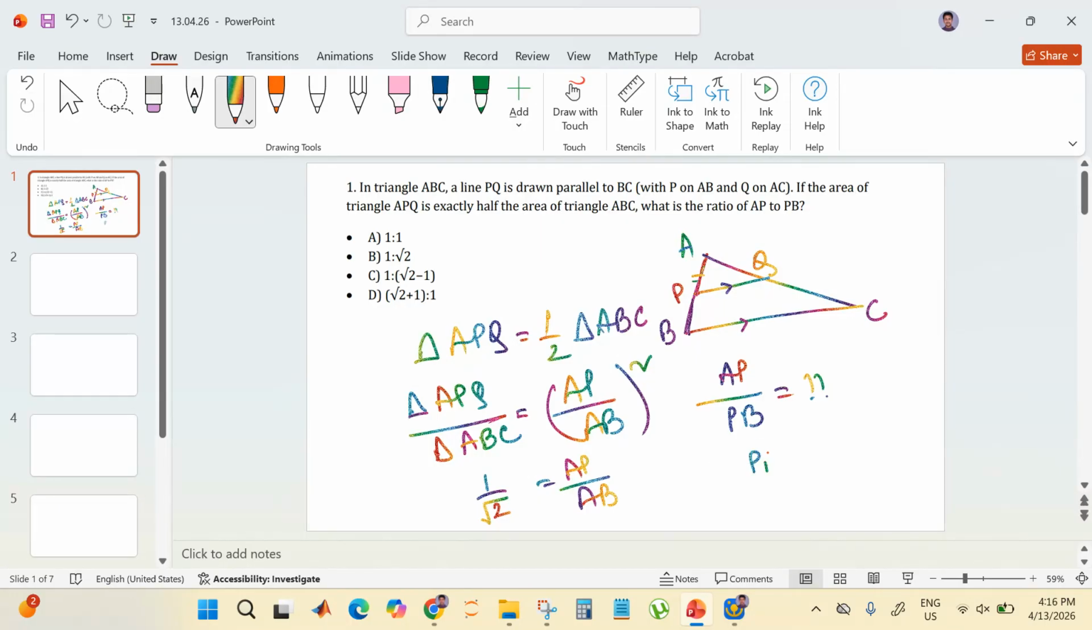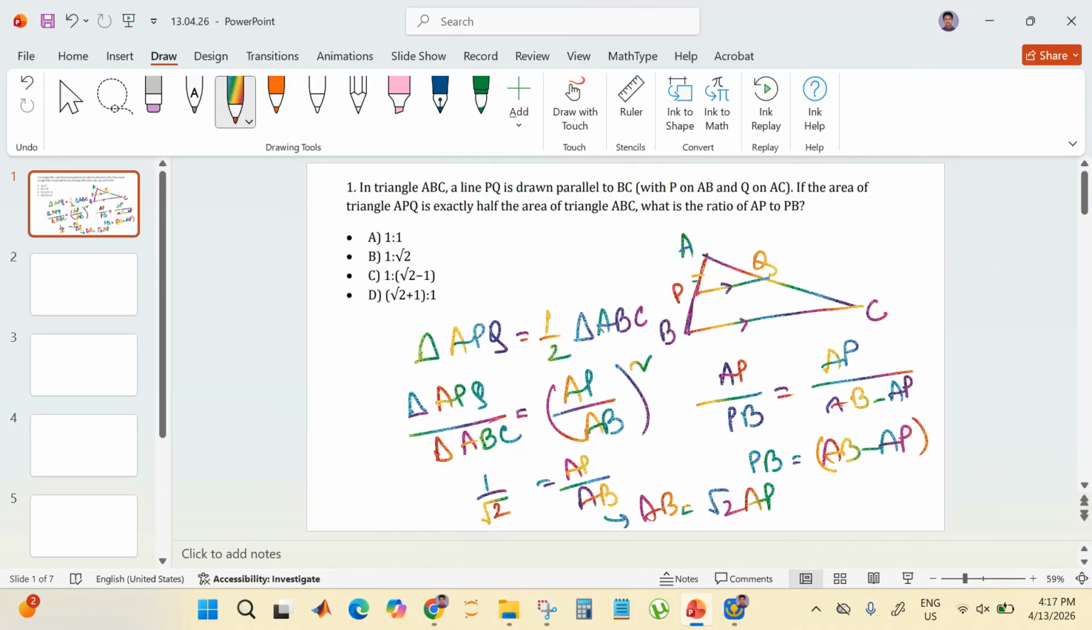But you have to find AP by PB only. So how to get PB? PB you can find as AB minus AP. So in place of PB, you write AB minus AP, and the ratio AP by AB is 1 by root 2. So AB exactly equals root 2 times AP. So from this you can write, just put the value and find the answer. In place of AB, just put root 2 AP.